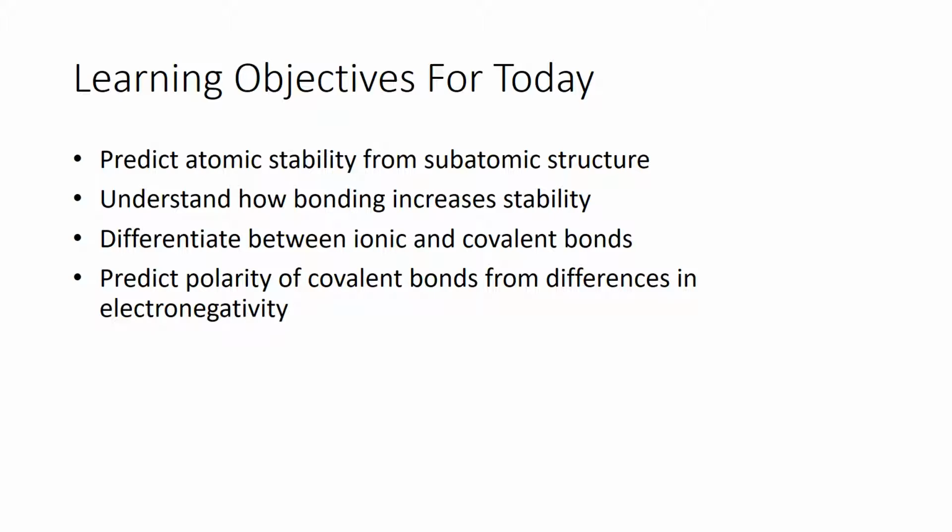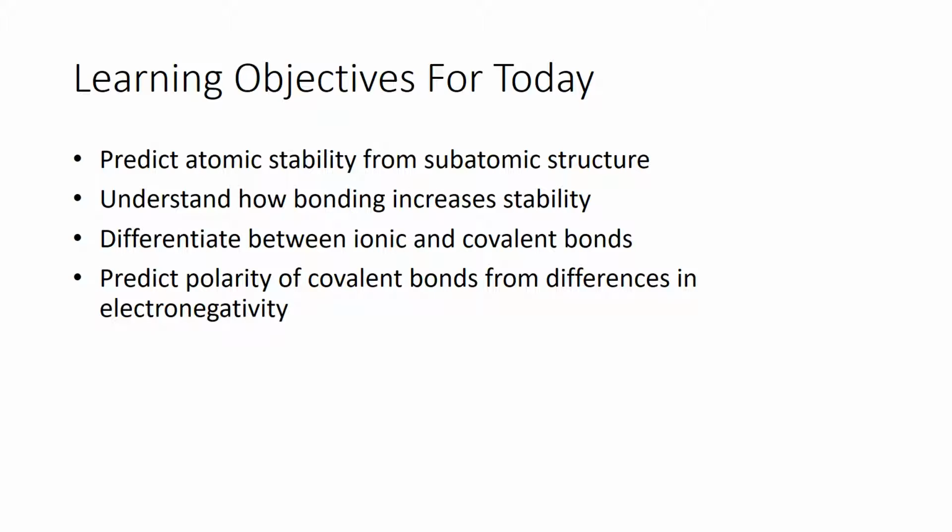So we're going to start with predicting atomic stability from the subatomic structure. We're going to learn that because if we're interested in biology, we have to know what's going to be happening on the chemistry level, and that's going to happen in a way that's going to increase stability of individual atoms. So we're going to have a lot of reactions and bonding between different atoms that's going to tell us something about what's going to happen with the biology.